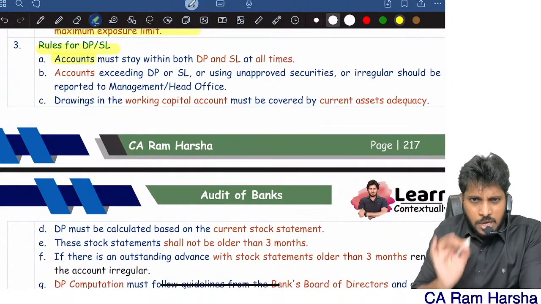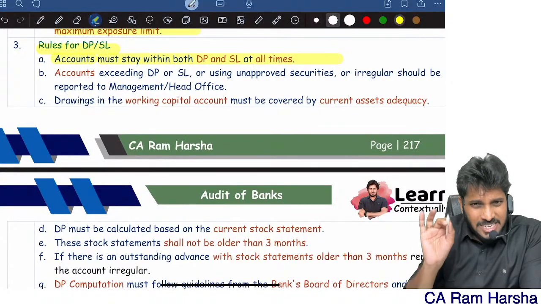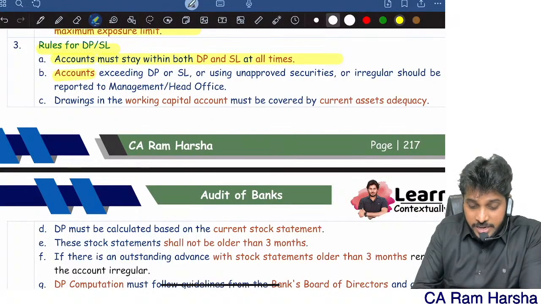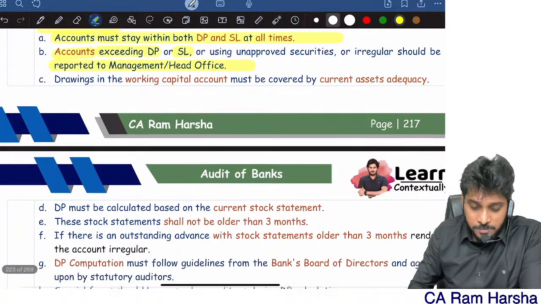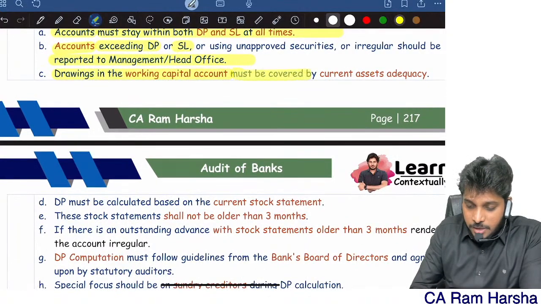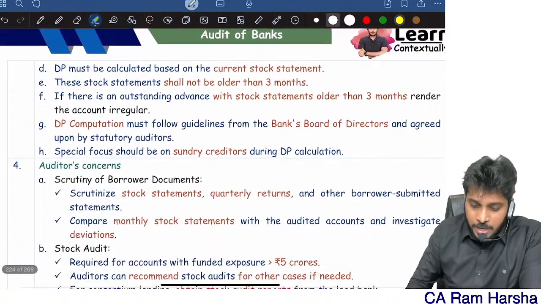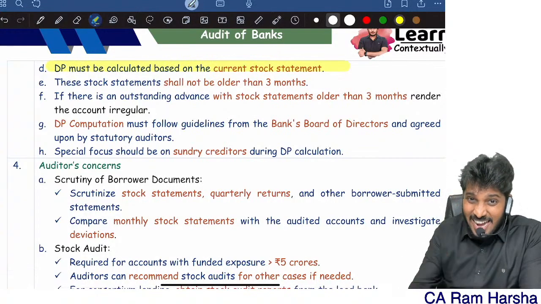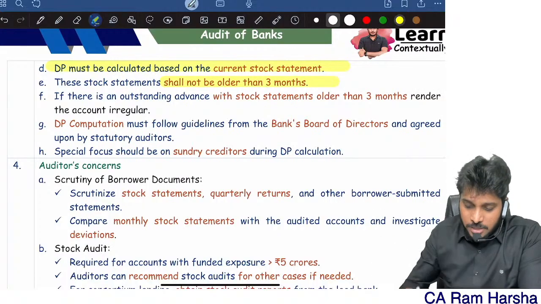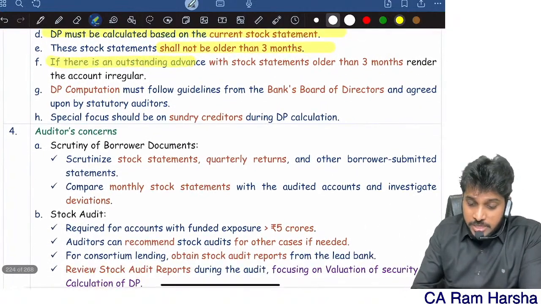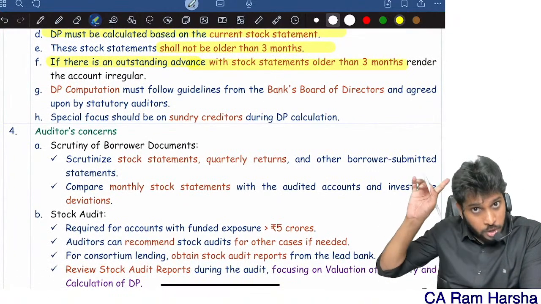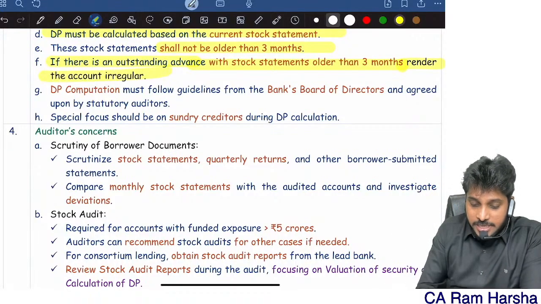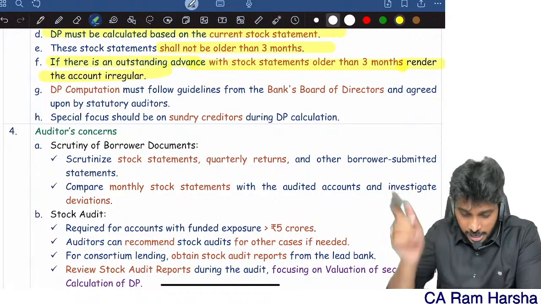Rules for DP. The loan accounts' outstanding must be less than drawing power and sanction limit. If any account's outstanding balance is exceeding drawing power or sanction limit, it must be brought to the top management. Drawing power in the working capital account must be covered by proper security. DP must be calculated based on the latest stock statement. That stock statement shall not be older than 3 months. If there is an outstanding loan where the stock statement is older than 3 months, then the account is treated as irregular. Irregular means what? NPA.